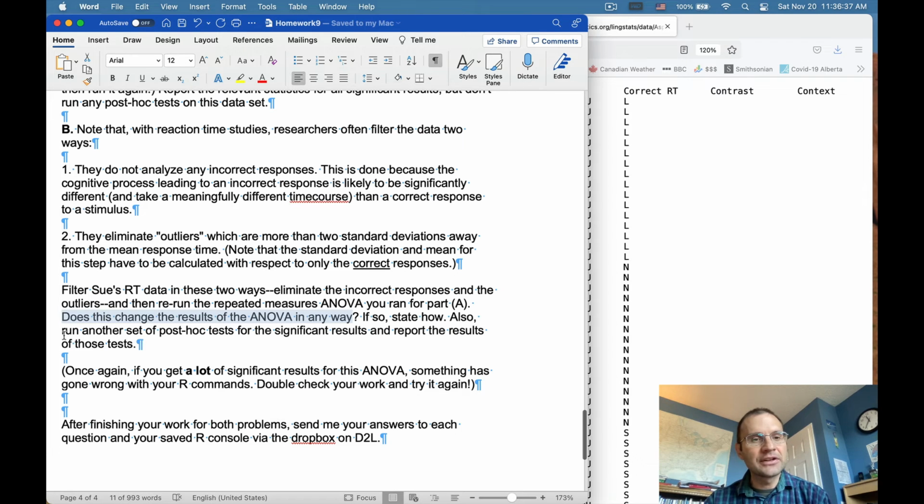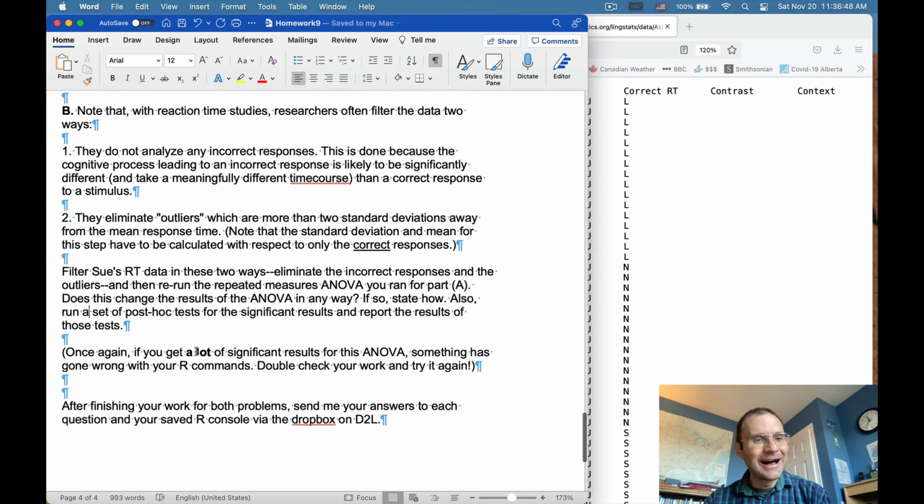And then also run a set of post hoc tests for the significant results and report the results of those tests. So in this case, actually do the follow-up analysis and tell me what you get.